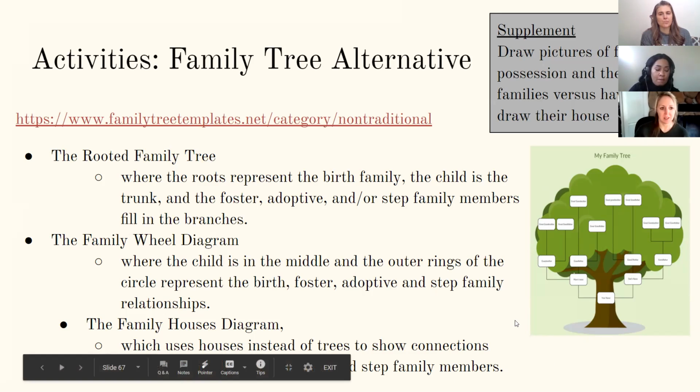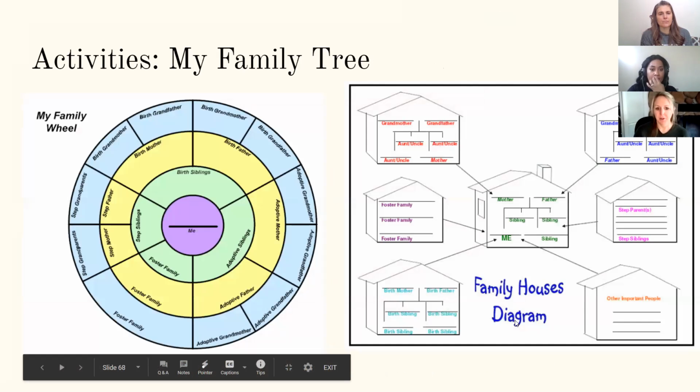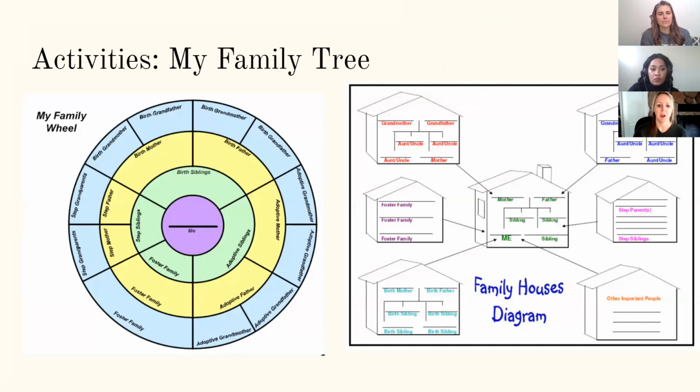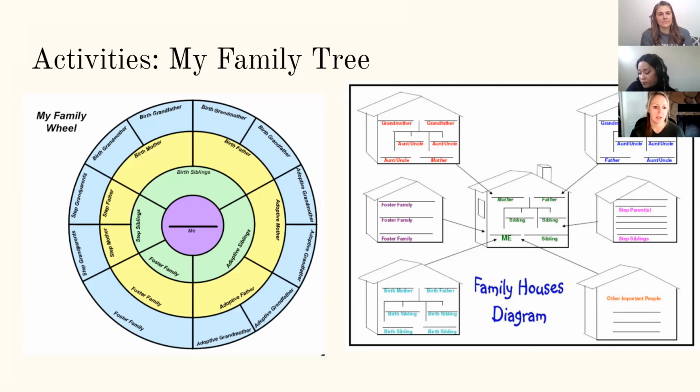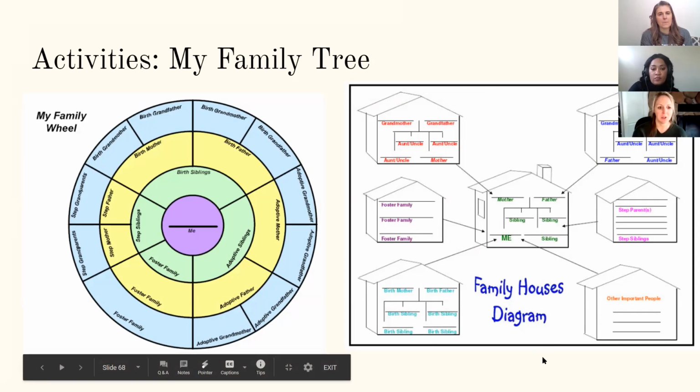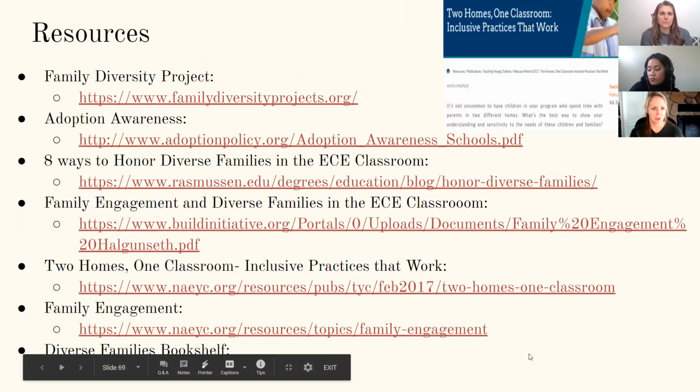And if you look on the next slide, this shows examples of the different types, like the family house diagram. It shows foster families, step parents and siblings, grandparents and aunts and uncles. So it gives a little bit more diversity and different approach. And then there's the family wheel, and it also does the same thing. It talks about the birth mother, the birth siblings, the foster family, same thing with the grandparents, adoptive grandparents, adoptive parents. And so it allows children to be able to use their own family structure in a different way instead of the traditional way.